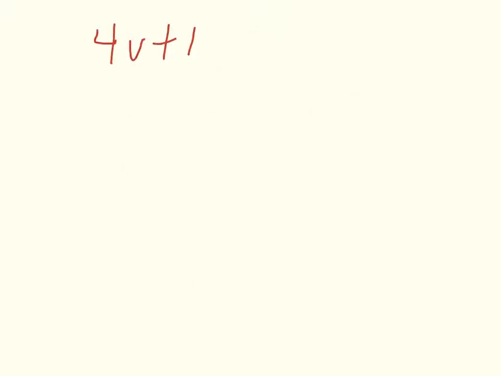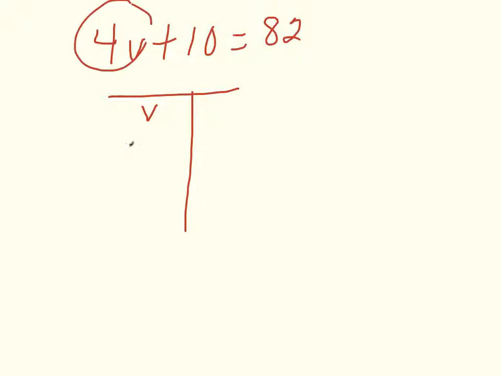4v plus 10 equals 82. Alright, again, I'm going to create my table. I'm starting with the v, and what is being done to the v first? So the v isn't being added by 10 first, it's being multiplied by the 4. See how they're right next to each other? So we're going to put that first. After the v is multiplied by 4, it's then being added with 10. Once you get through all of that process, you should get an answer of 82.